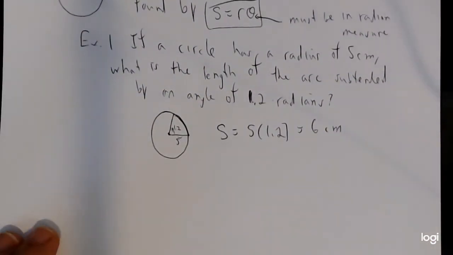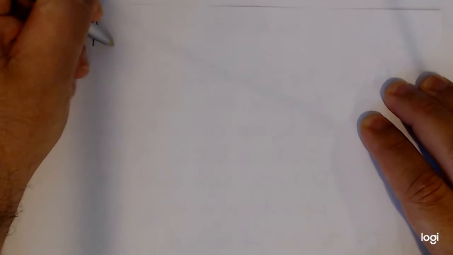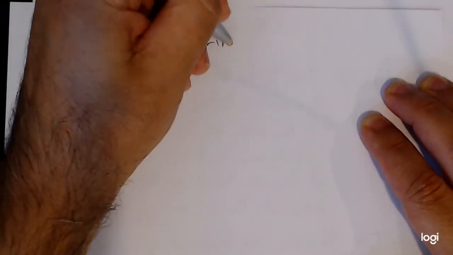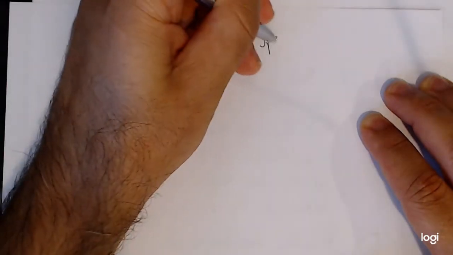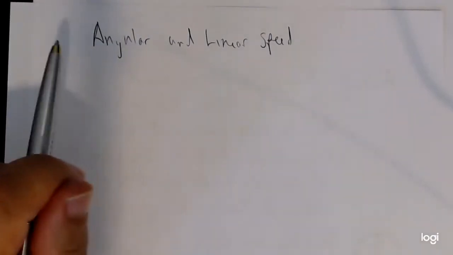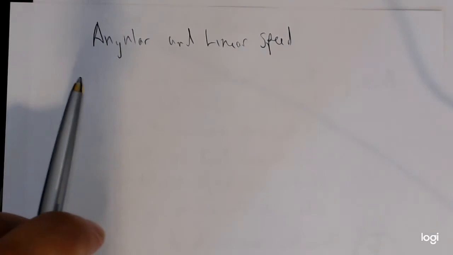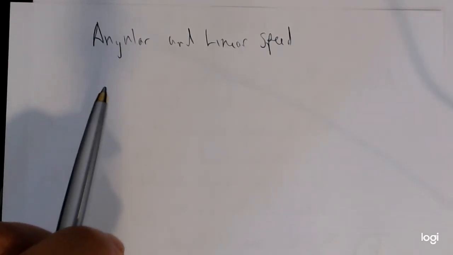Now let's talk about something that's very important, and it shows up quite a bit in calculus as well, which has to do with angular and linear speed. In fact, they're tied together. Let me first define what linear speed and angular speed are, and then we'll talk about how to find them.